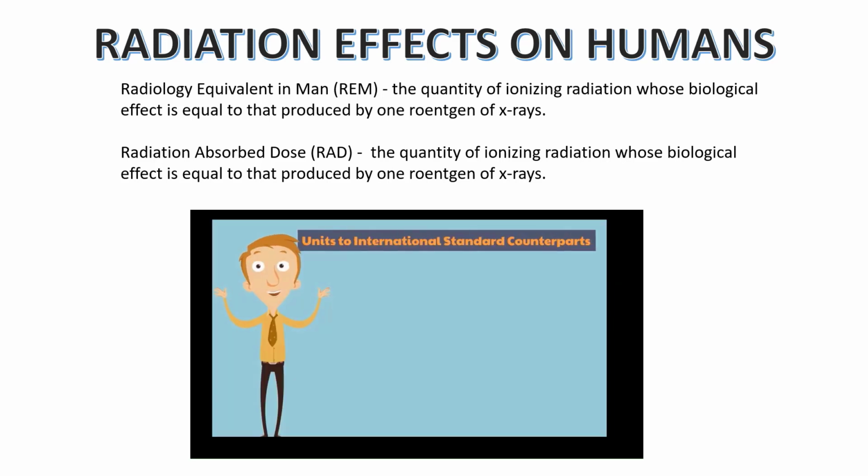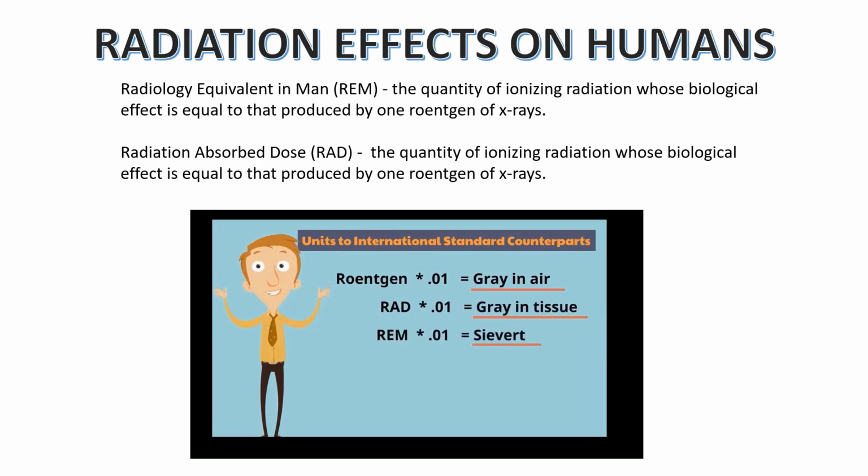Now let us convert these units to their international standard counterparts. Multiply Röntgen by 0.01 to obtain gray in air. Multiply rad by 0.01 to obtain gray in tissue. Multiply REM by 0.01 to obtain Sievert. Multiply Curie by 37 billion to obtain becquerel.